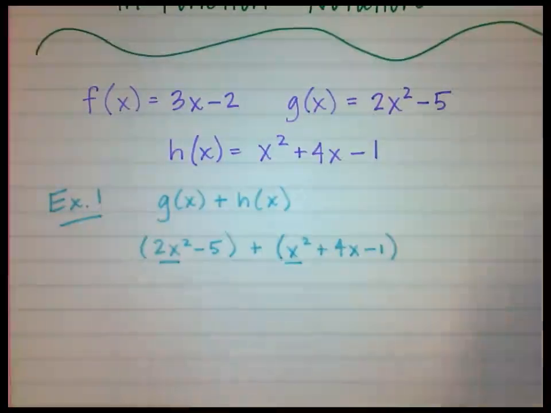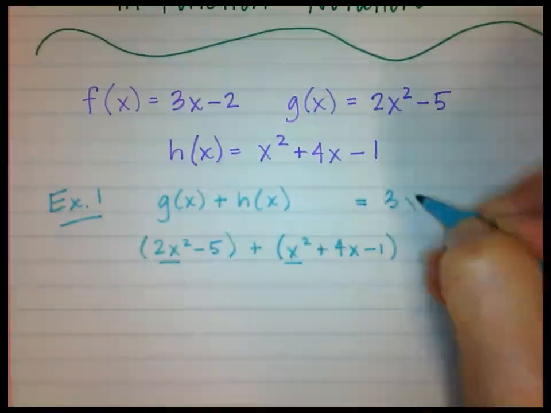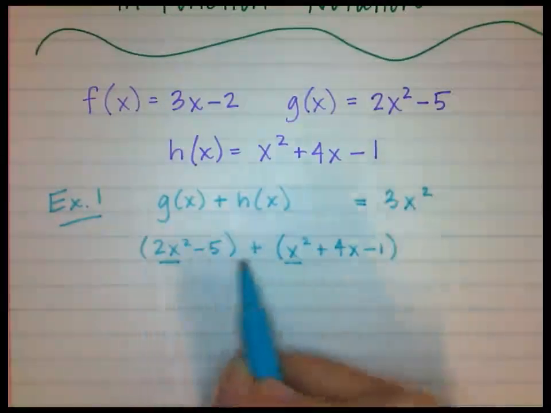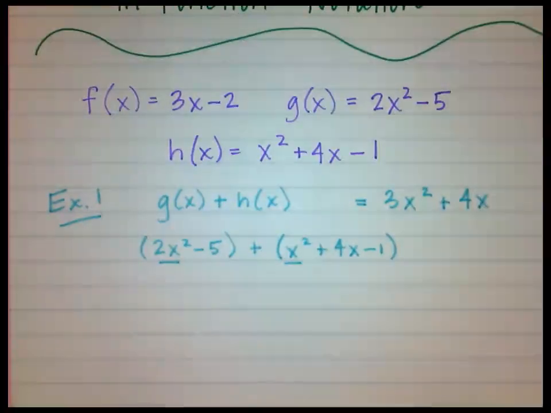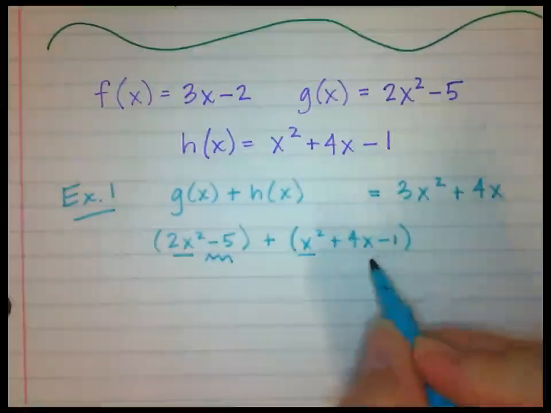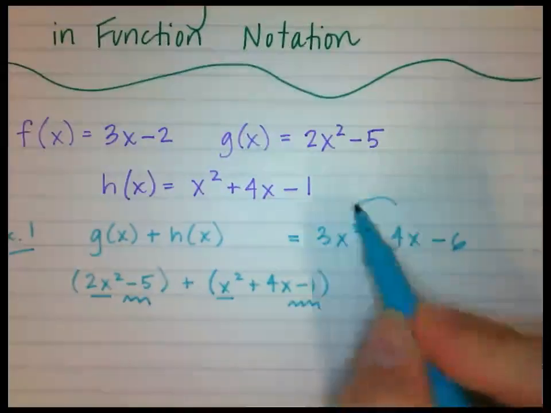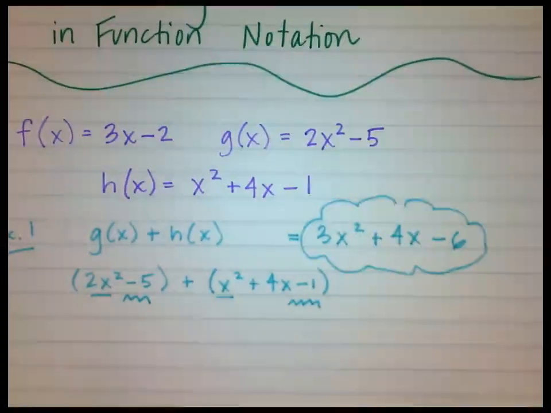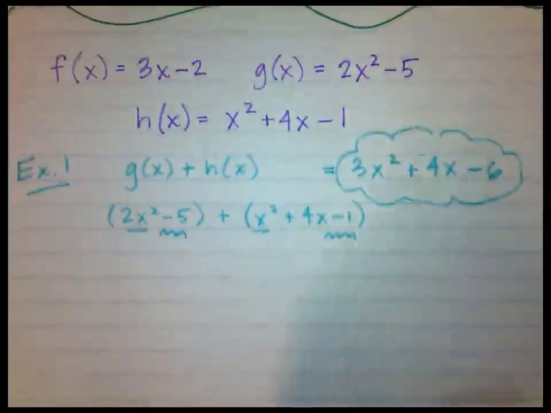So we have like terms right here. So 2x squared plus x squared would be 3x squared. We have 4x next that does not have a like term to be combined with. And then we have a negative 5 plus a negative 1, which would equal a negative 6. So this ends up being our answer. So again, it's just another way of writing the problems that we wrote in Unit 1.